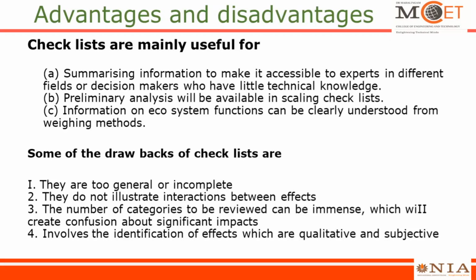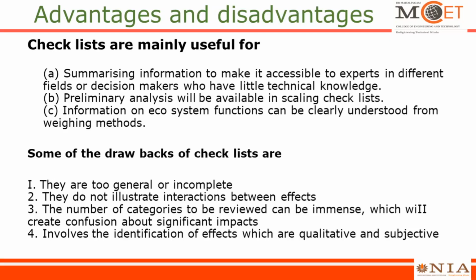Right? So as we already discussed earlier, the checklist method is not the best method, but it can help you in identifying the impacts, and to some extent it can help you to decide which alternative is the best one based on scaling and weighing methods. Information on ecosystem functions can be clearly understood from weighing methods. So those are some of the advantages of the checklist method.